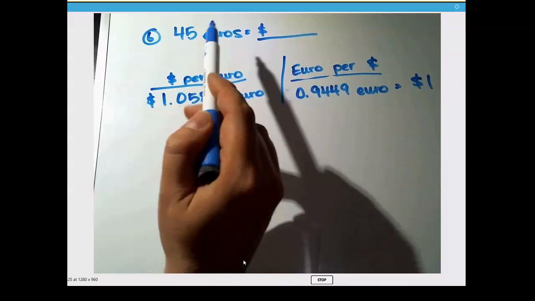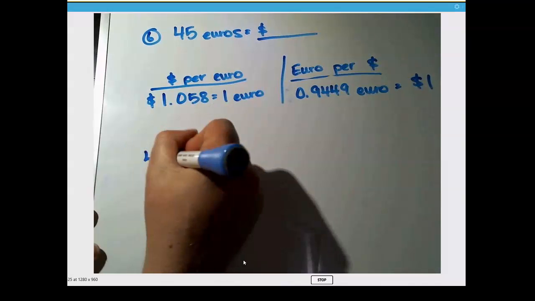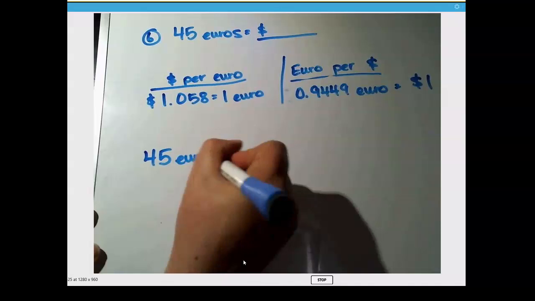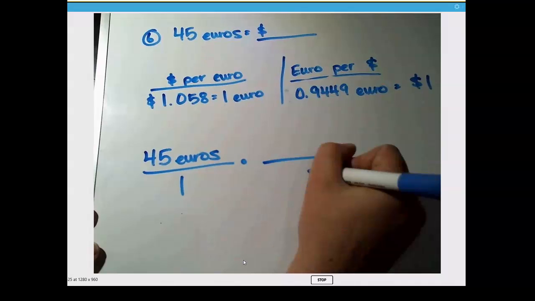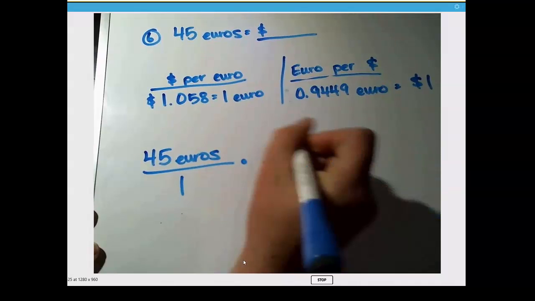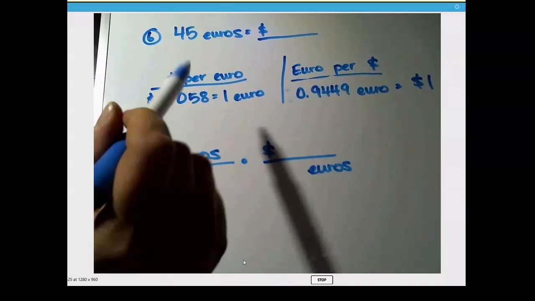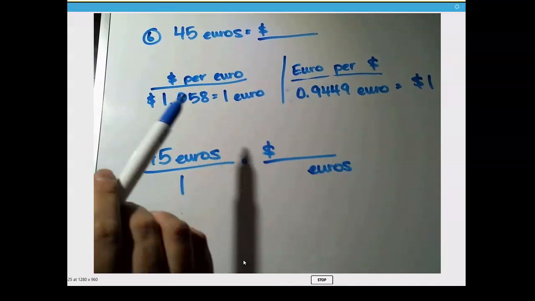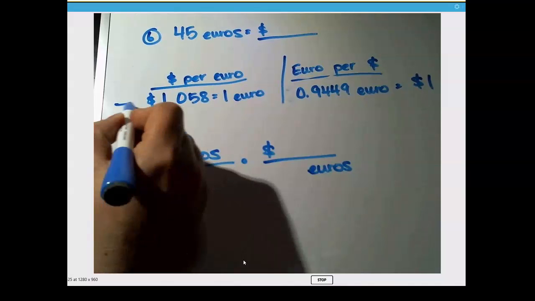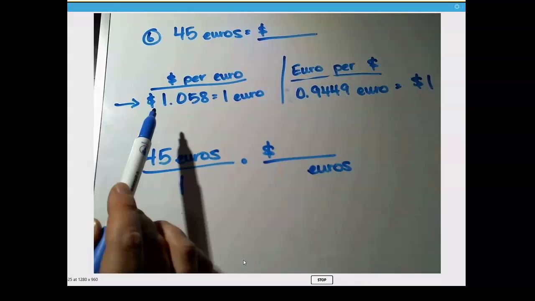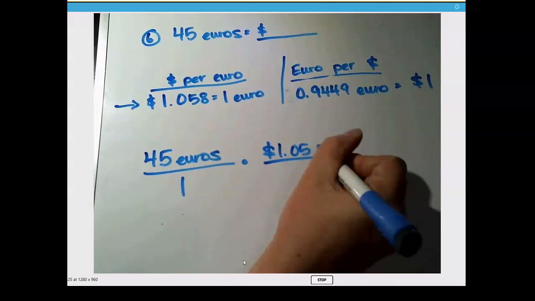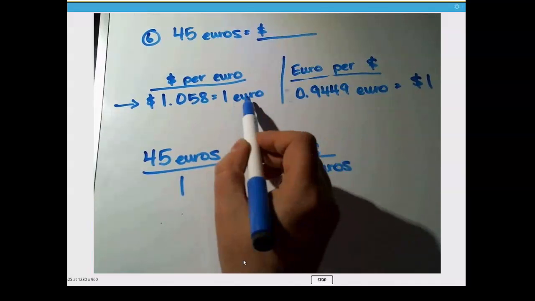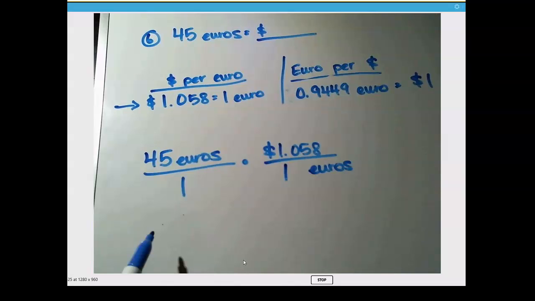Okay, so let's go back to it now. We're starting with 45 euros. We're going to put that over 1. We're going to put the euros diagonally. And the dollars that we want go in the top. And then we have our choice to use either one of these. So I'll just use the first one because it's first. So I'm going to put the 1.058 at the top over 1 euro.